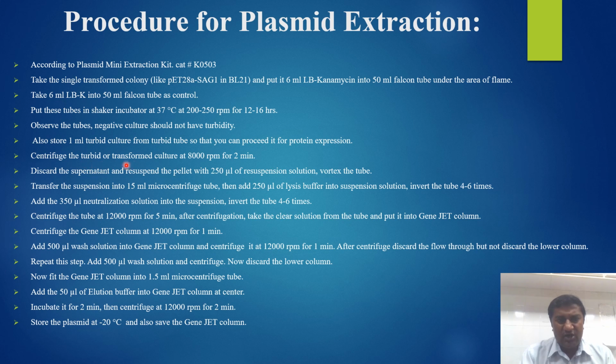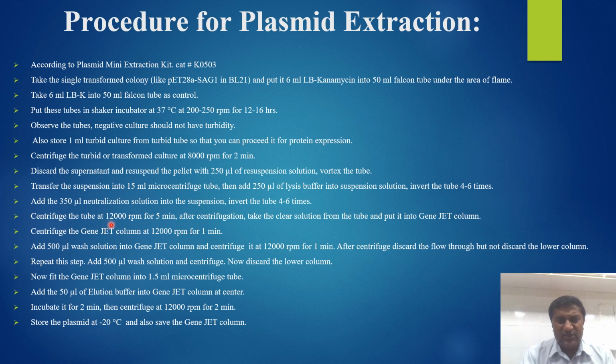Centrifuge the turbid or transformed culture at 8000 rpm for 2 minutes. Discard the supernatant and resuspend the pellet with 250 microliter of resuspension solution. Then vortex the tube. Transfer the suspension into a 1.5 ml microcentrifuge tube, then add 250 microliter of lysis buffer into the suspension solution and invert the tube 4 to 6 times. Add 350 microliter neutralization solution into the suspension, invert the tube 4 to 6 times.